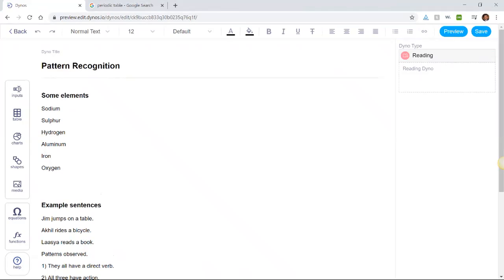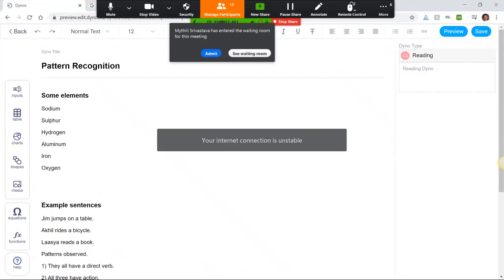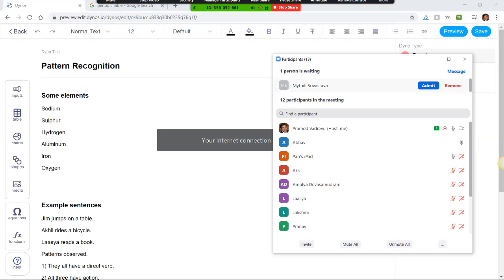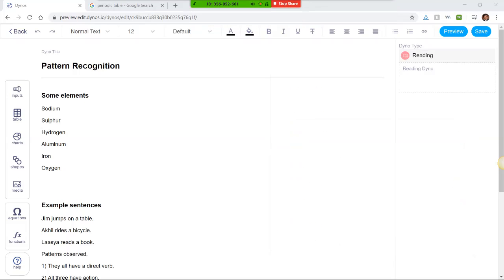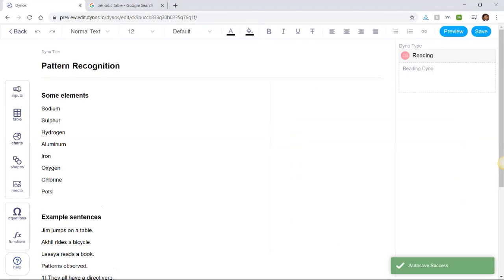For example, what's the metal in the Black Panther movie? I forgot. Have you all seen Black Panther? Yes. Vibranium. Vibranium won't be in the periodic table, guys. Yeah, it's fake. Okay, so all right, so elements: sodium, sulfur, hydrogen, aluminum, iron, oxygen. How about chlorine? Potassium too. Okay, so all these elements, right?